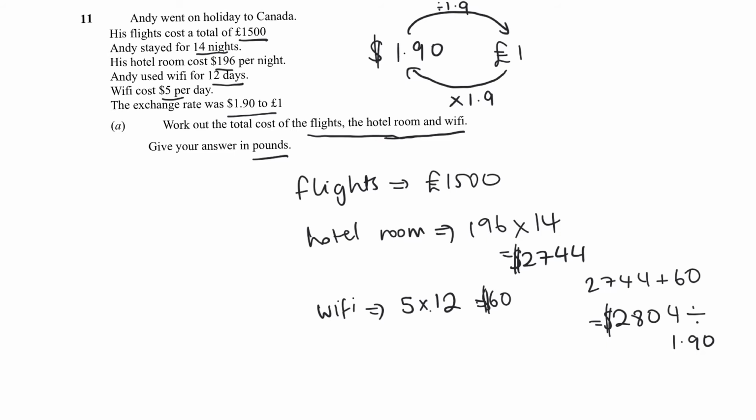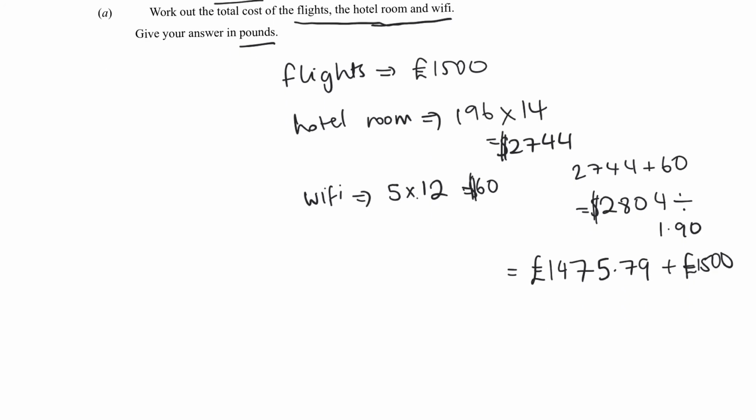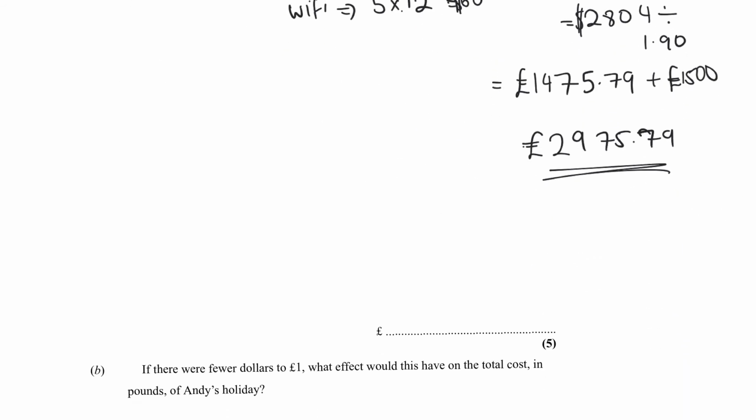So then if you now put that into your calculator to 2 decimal places, because we're dealing with money, it would be in pounds 1,475.79. Then if we just add that onto the flights, you would be left with an answer of 2,975.79. Okay, and that's that question.